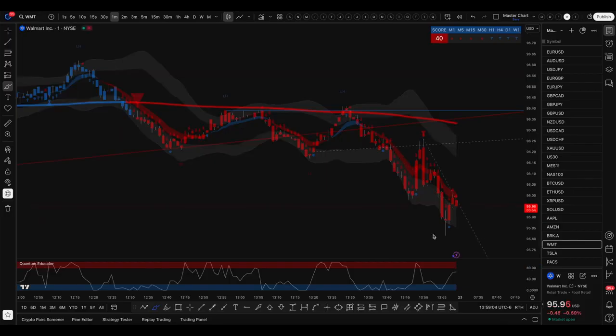In this last example, we'll take a look at Walmart on the New York Stock Exchange. We recently experienced a downward macro phase arrow. This indicates that price phase was transitioning from an upward directional bias to a downward directional bias.